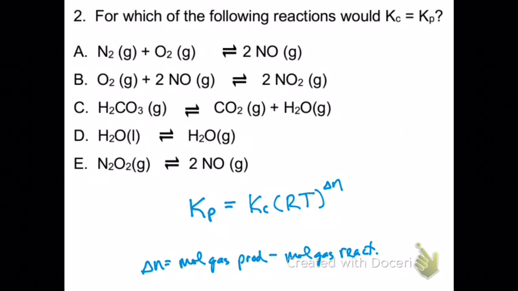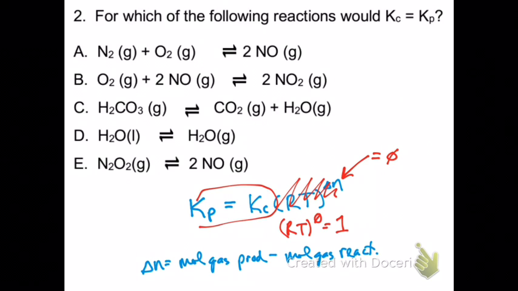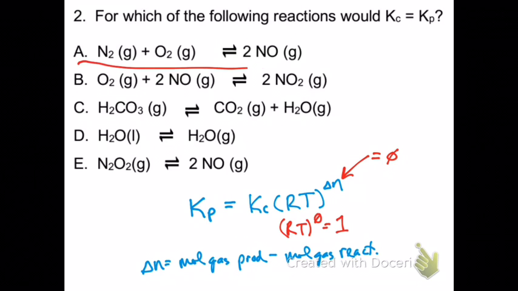So, in order for Kp to equal Kc, we need delta N to equal 0. Because if that equals 0, that means RT to the 0th will be equal to 1, which will cancel out this entire thing and have Kp equal Kc. So, we're looking for an equal number of moles of gas in the products and reactants. And if we look at choice A, we have 2 moles of gas in the reactants and 2 moles of gas in the products. So it turns out, actually, our quest here is done. The answer is choice A.